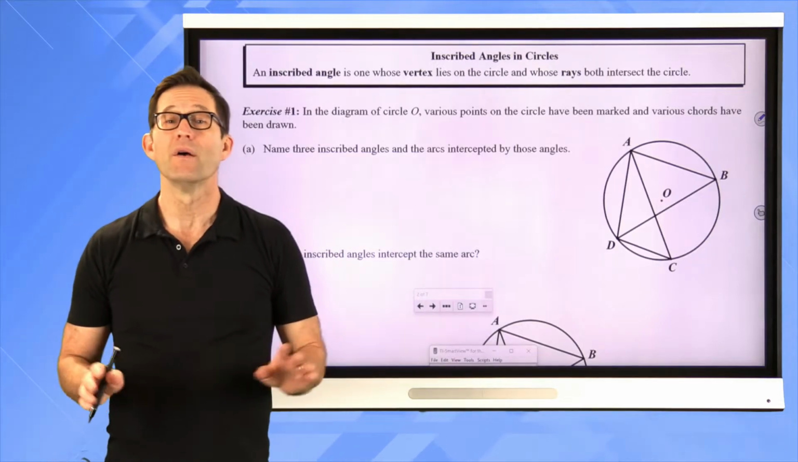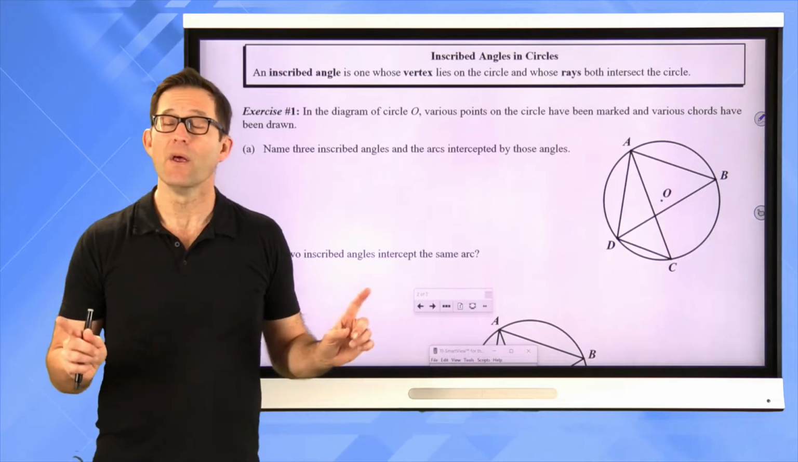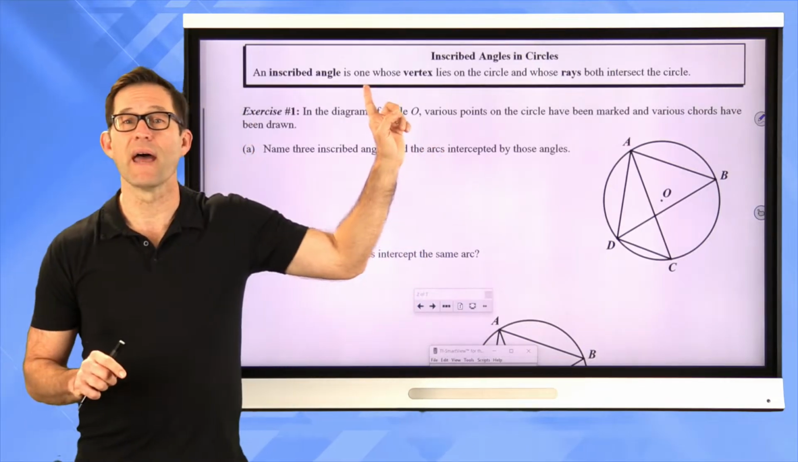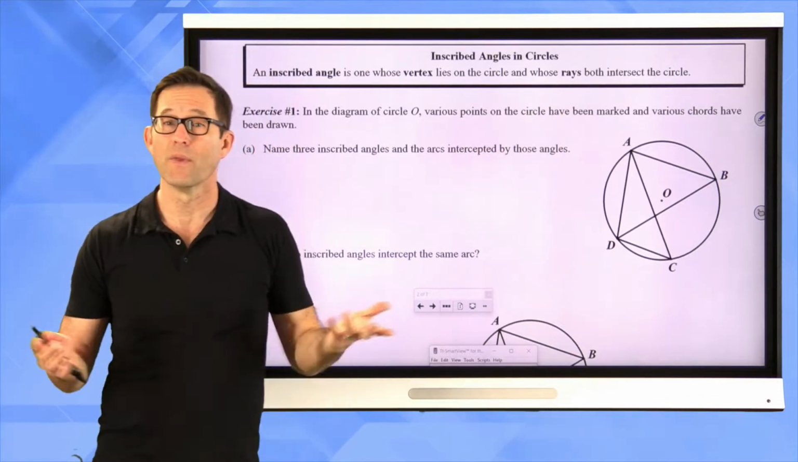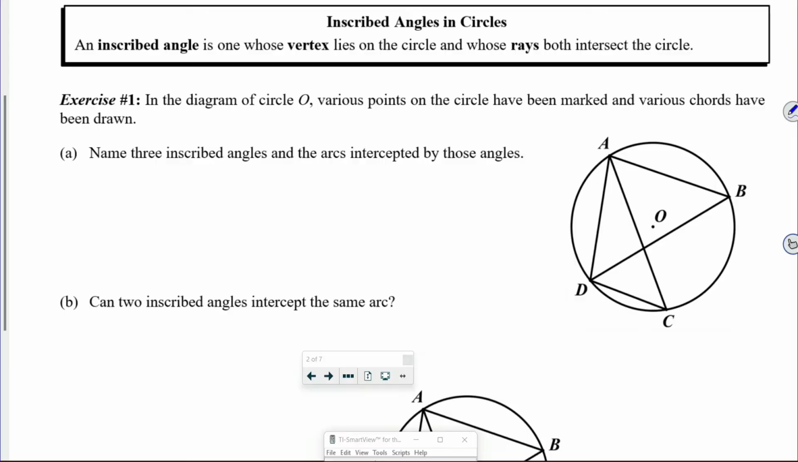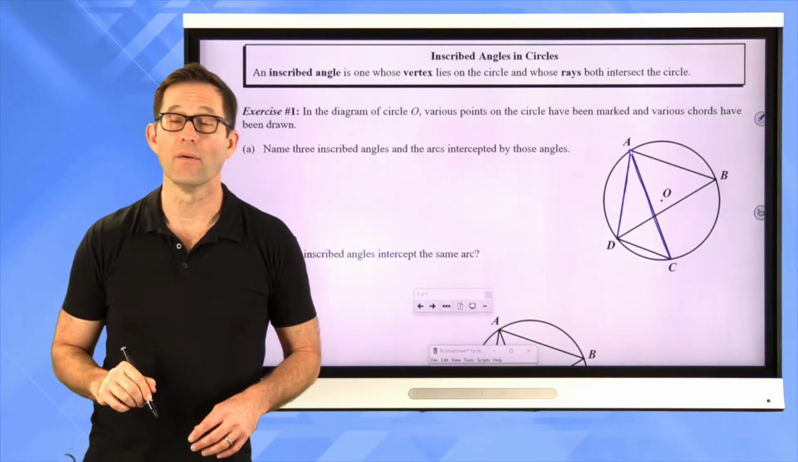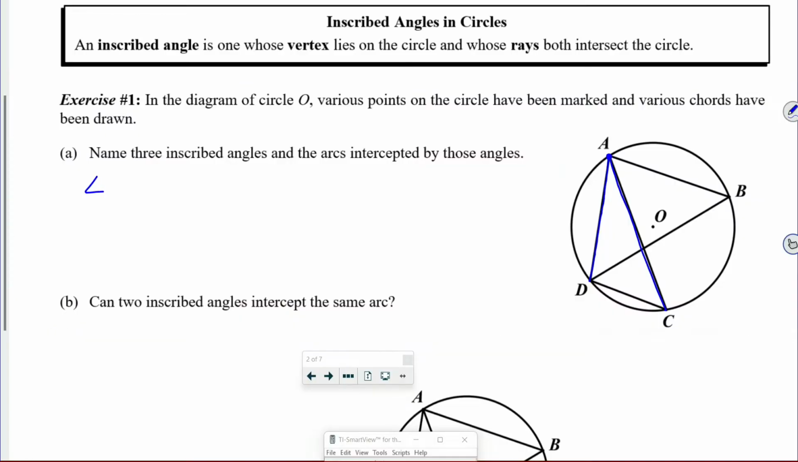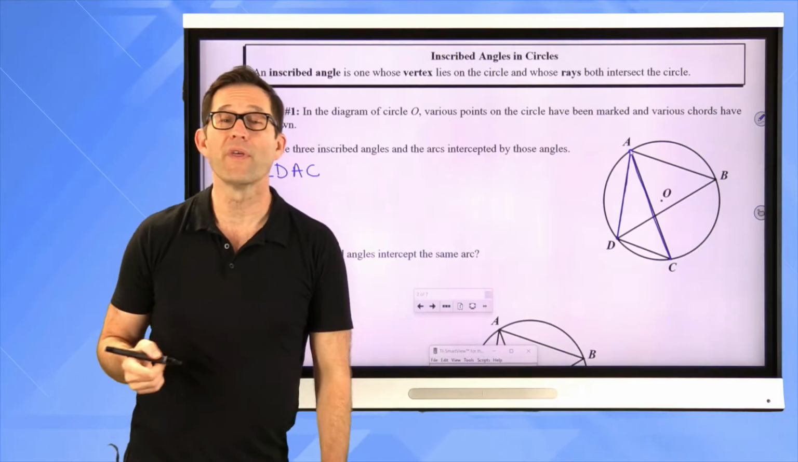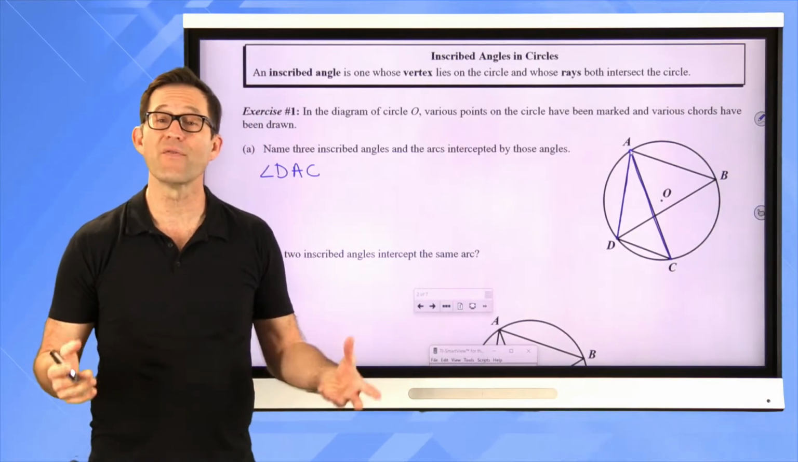Okay, cool. So let's take a look at one. Again, an inscribed angle is an angle whose vertex lies on the circle and whose rays both intersect the circle. So here's a good example. Let me take a look at this particular angle. I'm going to highlight it like this. That is an inscribed angle. What angle is that? Well, that's angle DAC.